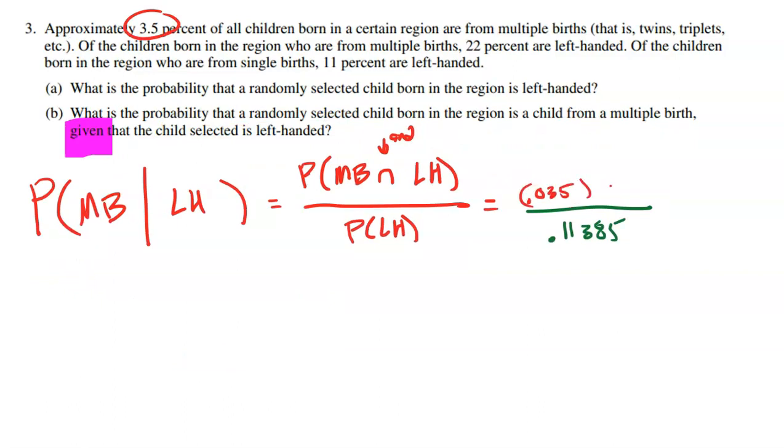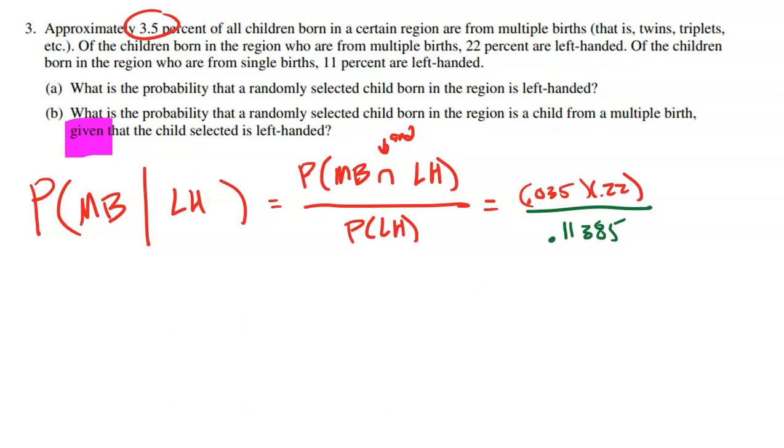0.035 multiplied by 0.22. So again, conditional probability, the numerator is both of the items, so multiple birth and being left-handed, which is a very specific branch. The denominator is just the condition or just the given, which is left-handed, which again, we already calculated.